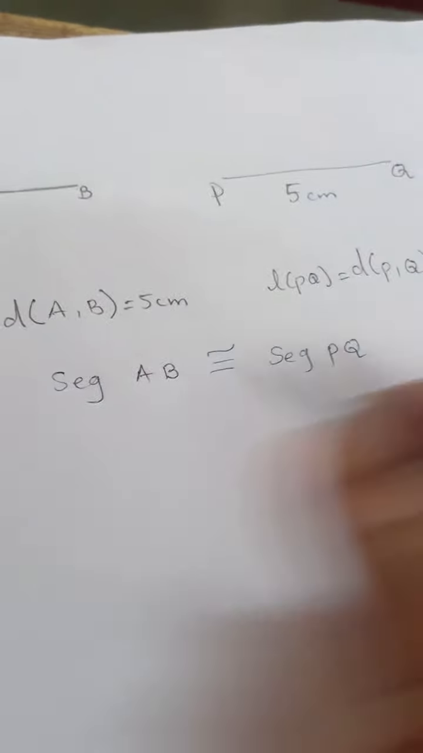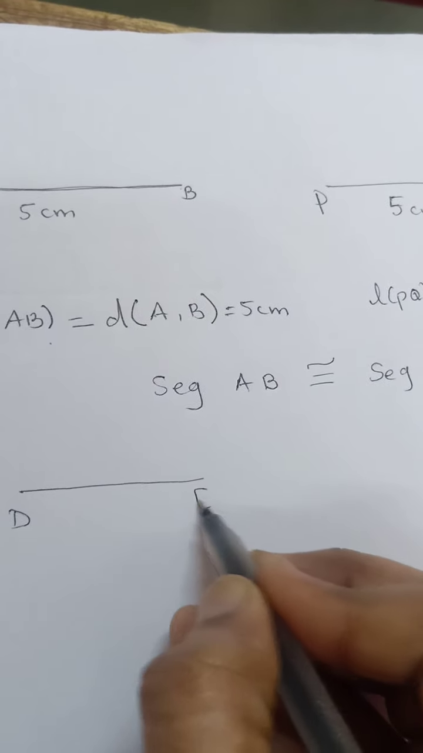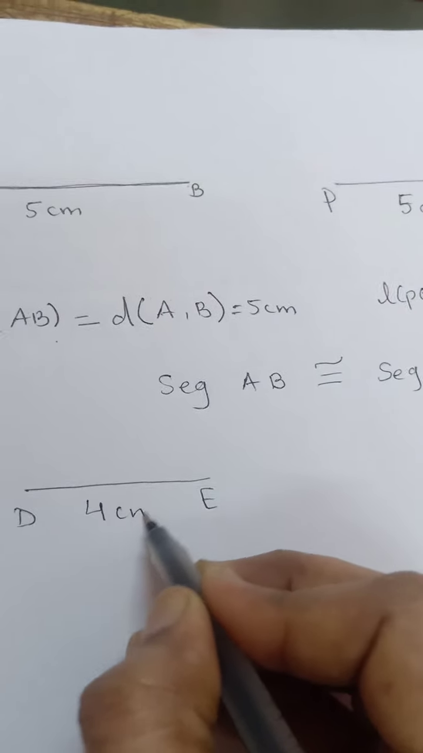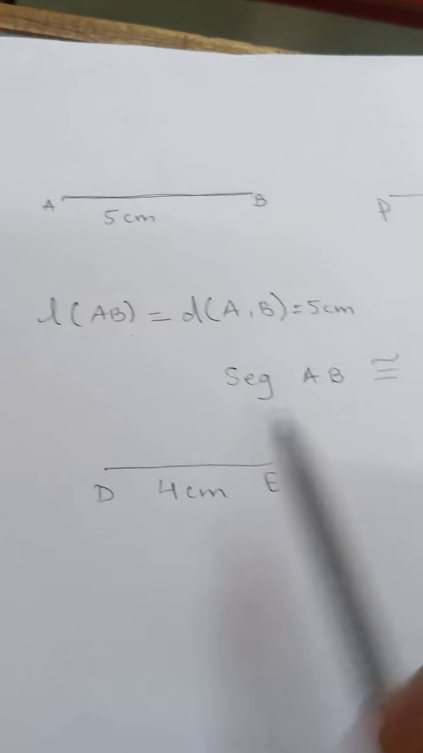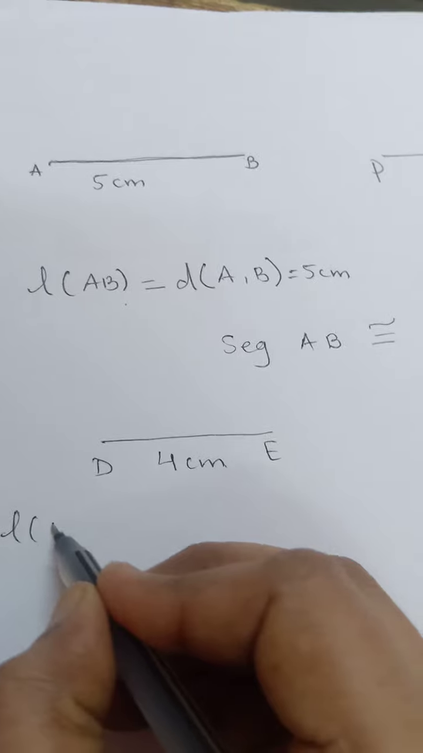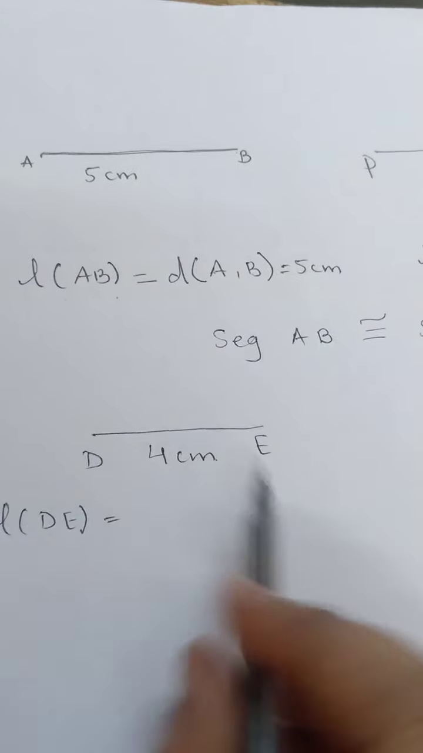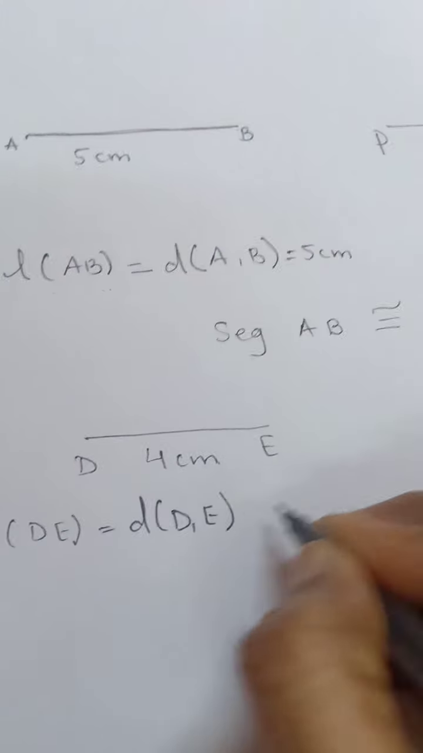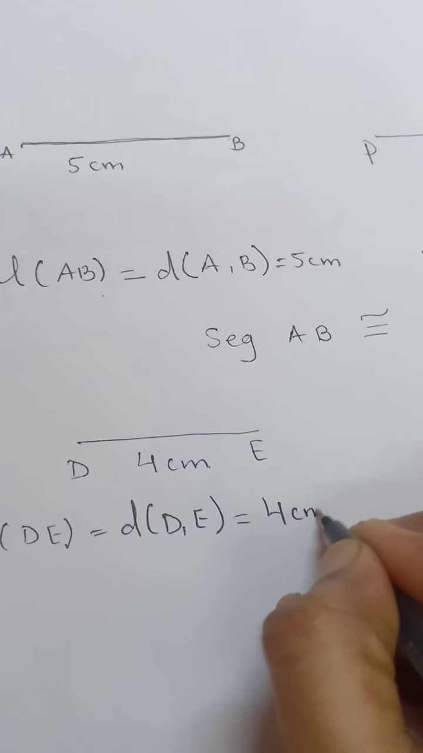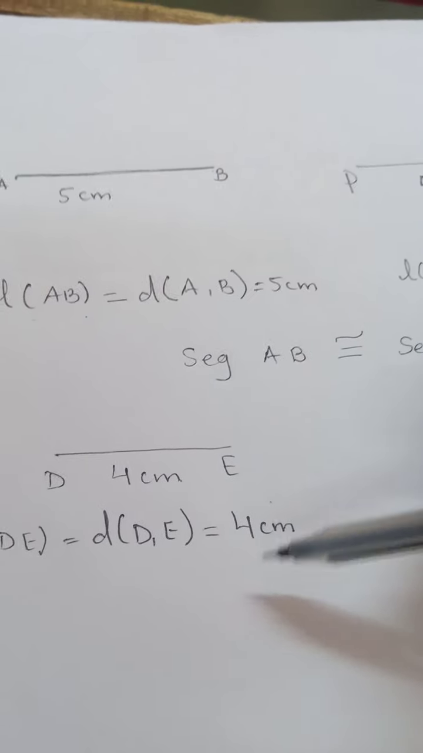Now for example, if we have another segment DE with length 4 centimeter and we have to compare AB and DE. We can write the length of DE, which is nothing but equal to the distance between D and E. It is given as 4 centimeter. Now we will compare these two. Here the lengths are not equal.